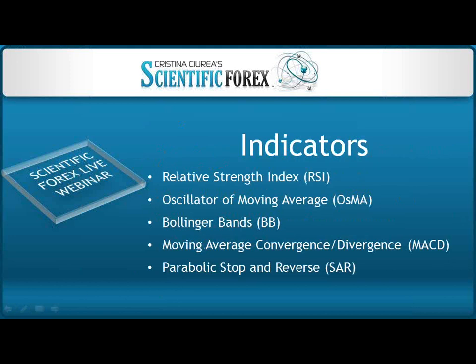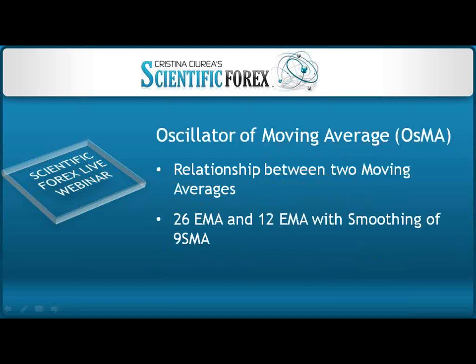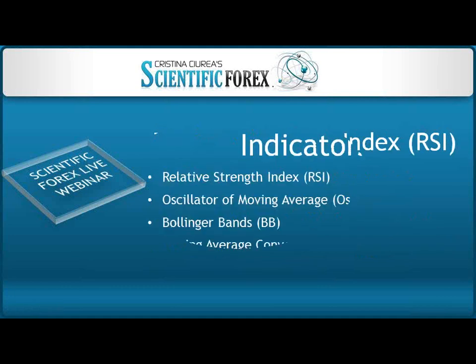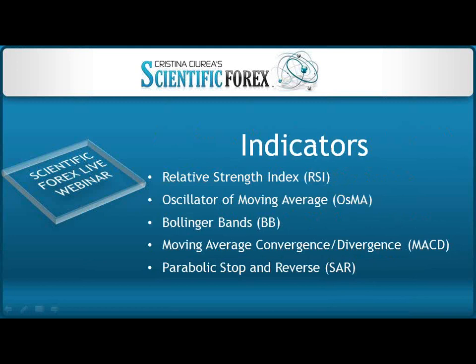In the last webinar, we talked about the Fibonacci retracement tool. So for today's webinar, I will talk about the following indicators: RSI, or Relative Strength Index, OSMA, Oscillator of Moving Average, MACD, Moving Average Convergence Divergence, and Parabolic SAR that help us for stop loss, and also about Bollinger Bands.